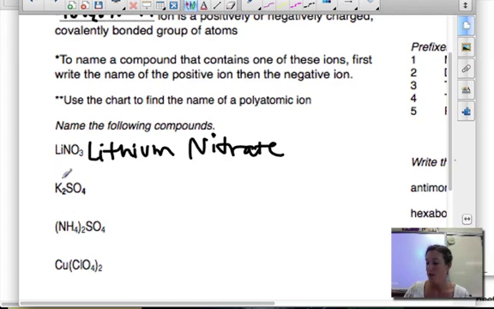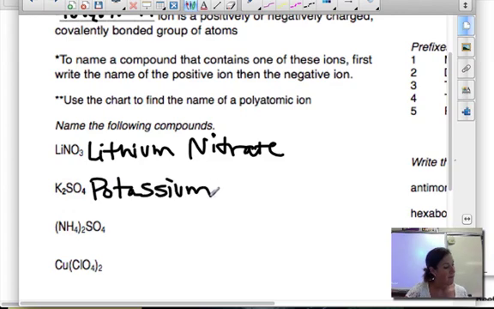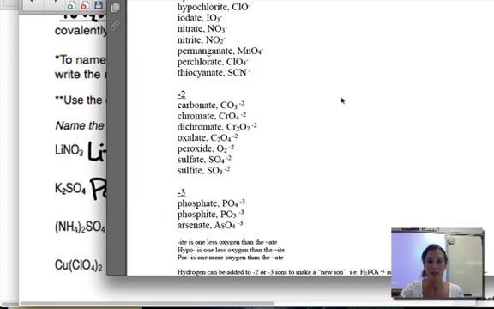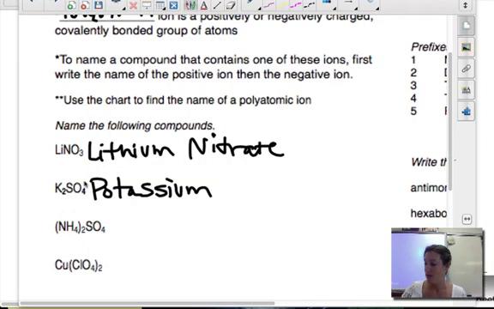All right, moving on. K2SO4. K is potassium. Potassium is also found in group 1. I do not need a Roman numeral in the name. SO4, I'm going to look on my list. SO4 is right here. It's called sulfate.